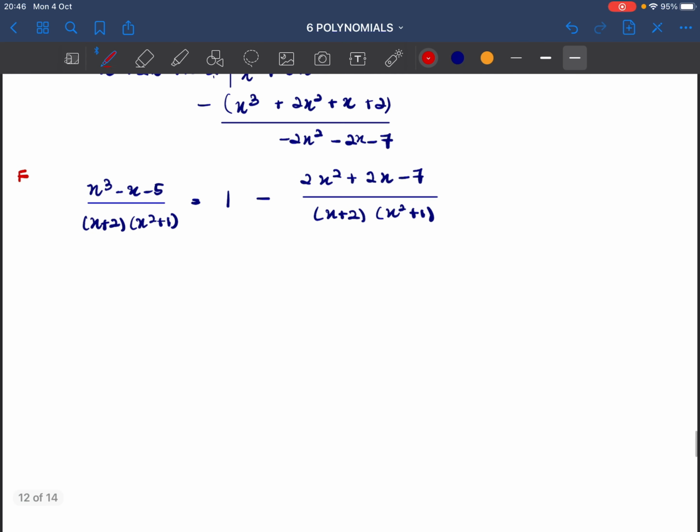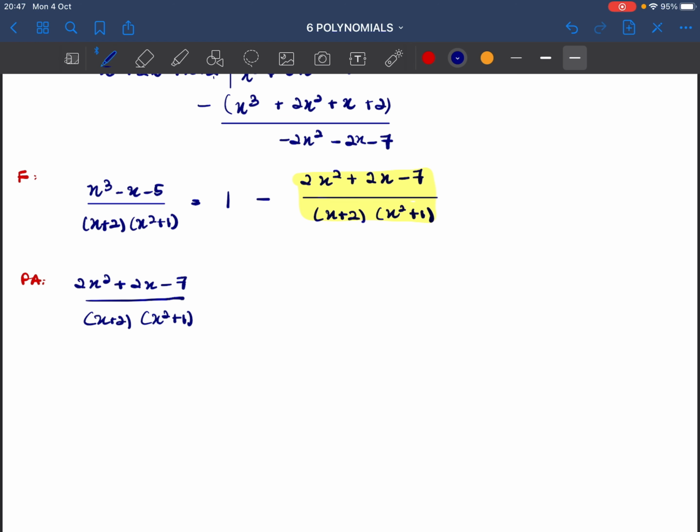Now let's proceed to the third step, which is we are going to express this part only. Okay, this proper fraction only, and decompose it. So kita keluarkan dia, kita ada 2x square plus 2x minus 7 over x plus 2, x square plus 1. Okay, tengok kita punya factor, satu ialah linear, another one is a quadratic yang tak boleh factorize.